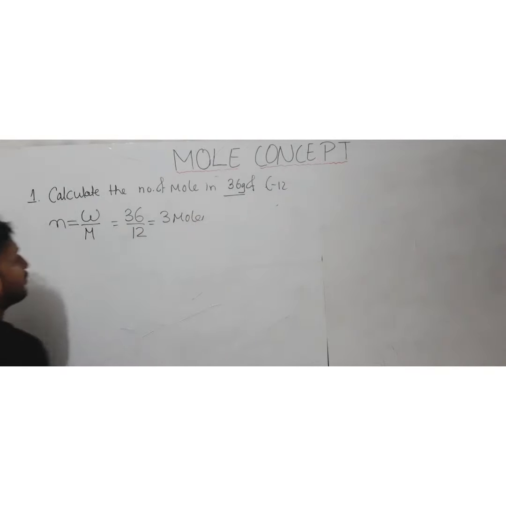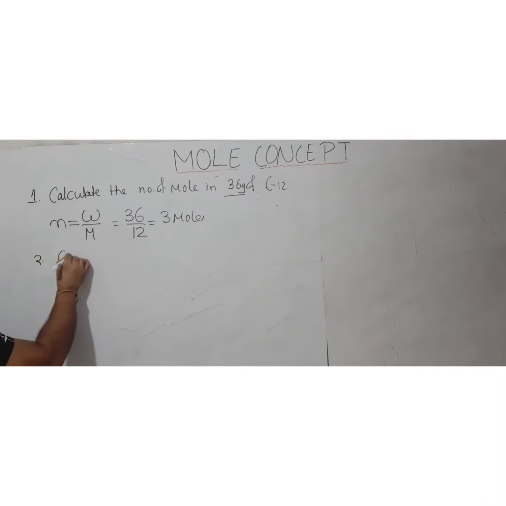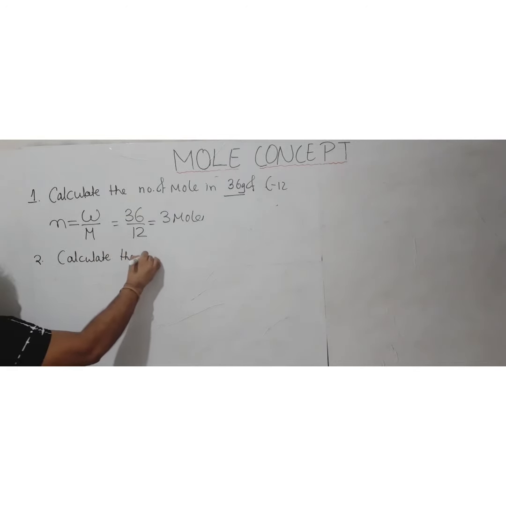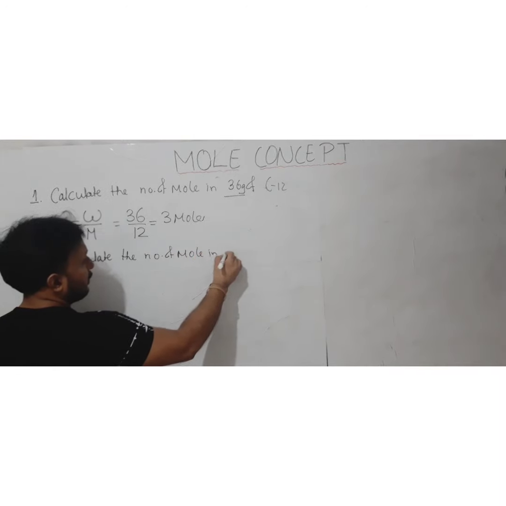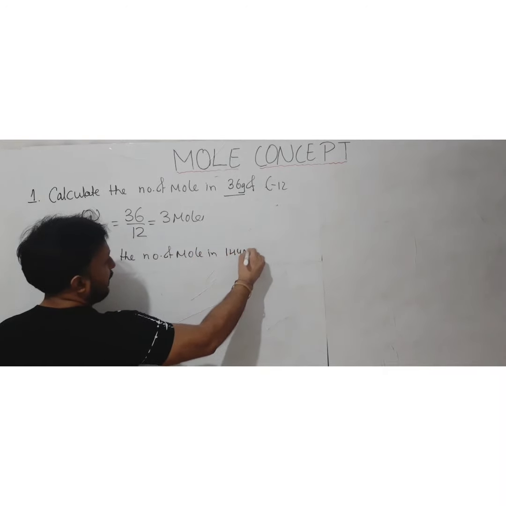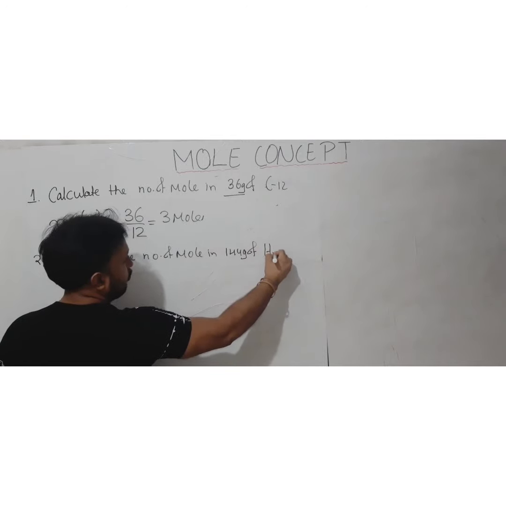Okay, so like that you can calculate. That's a very simple thing. Then suppose you have to calculate the number of moles in 144 gram of H2O.